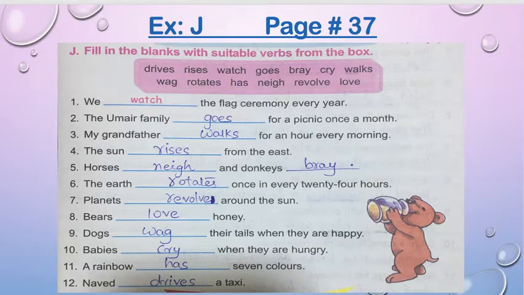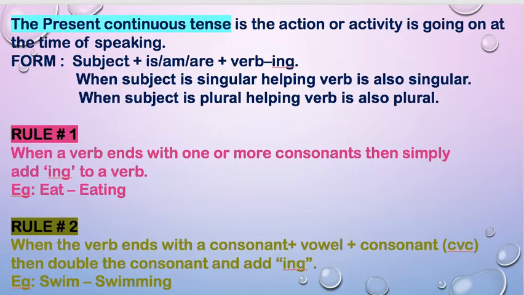Okay, now we will do the next exercise. The next exercise is related to present continuous tense. Okay, so there are certain rules which we have to follow when we are making a verb into a present continuous tense. So let us see that. Okay, so first we will be seeing the definition of present continuous tense. The present continuous tense is the action or activity going on at the time of speaking, and it takes a form of subject plus is, am, are plus verb plus ing.